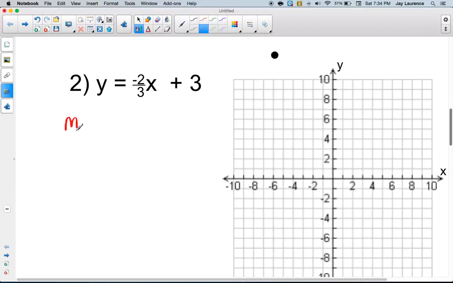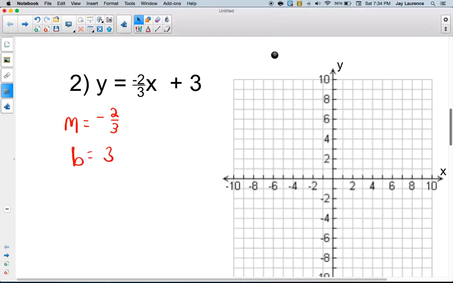So I'm going to say the slope is negative 2/3. Now you got to be careful there. You don't want to make both the 2 and the 3 negative, because if you make them both negative, the negatives would cancel out. Only one of them can be negative. It doesn't matter which one, though, and I'll prove that to you here in a second.